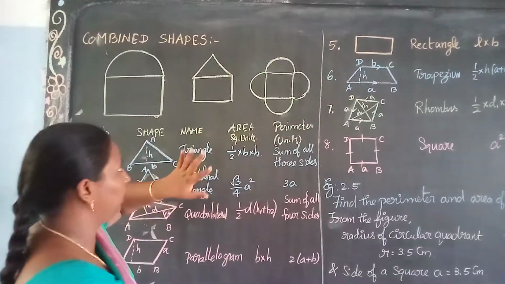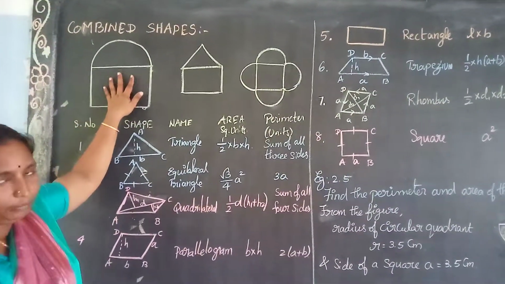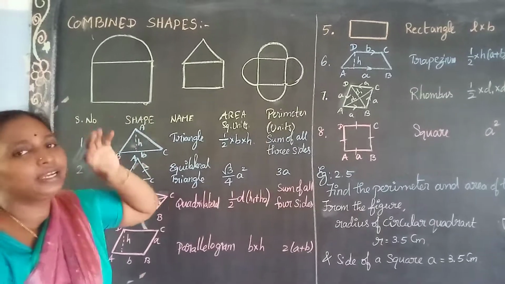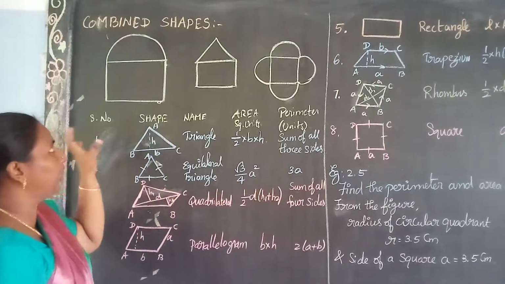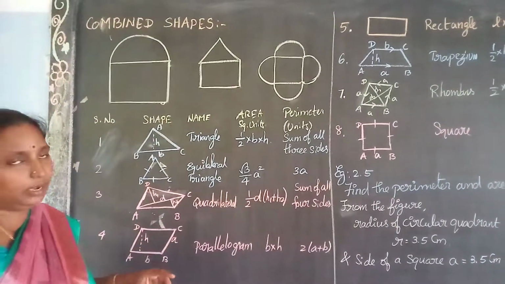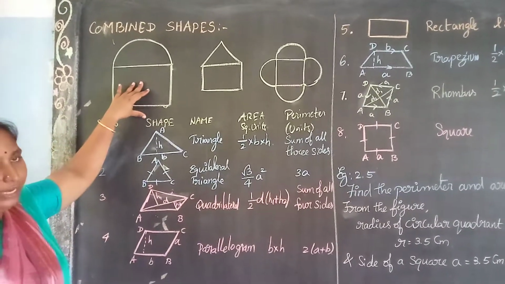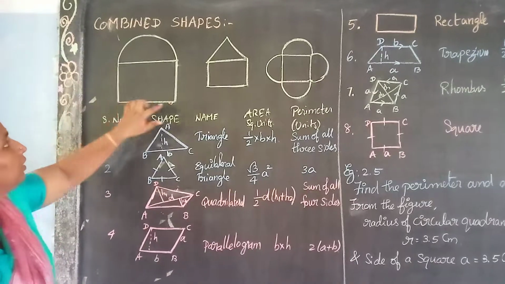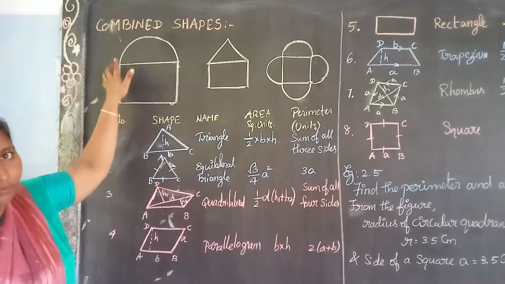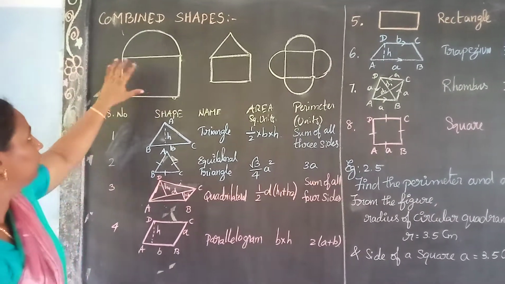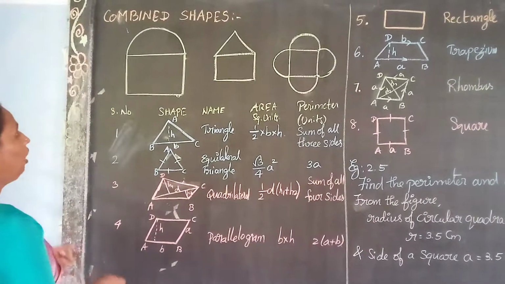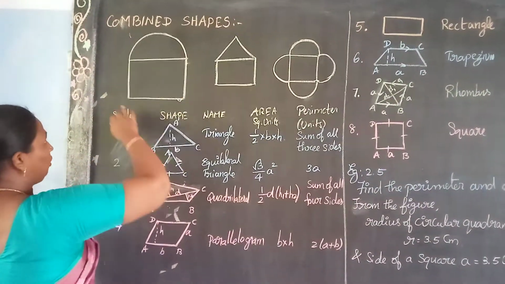So now we are going to see how to find the perimeter and area of the combined shapes. Now move on to perimeter. Perimeter of a combined shape: you have to find the sum of the sides of the boundary of that shape. Suppose you take this one, how to find the perimeter of this shape?